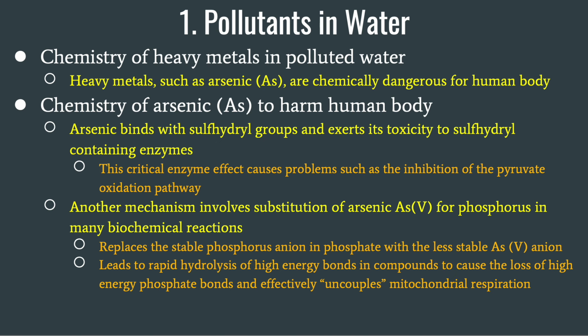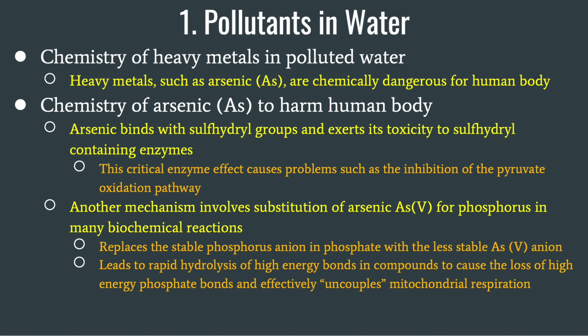The chemistry of heavy metals in polluted water: heavy metals, such as arsenic, are chemically dangerous for the human body. Arsenic binds with sulfur. How is arsenic harmful to the human body? Arsenic binds with sulfur groups in the human body and exerts its toxicity on sulfur-containing enzymes. This critical enzyme effect causes problems such as the inhibition of the pyruvate oxidation pathway.